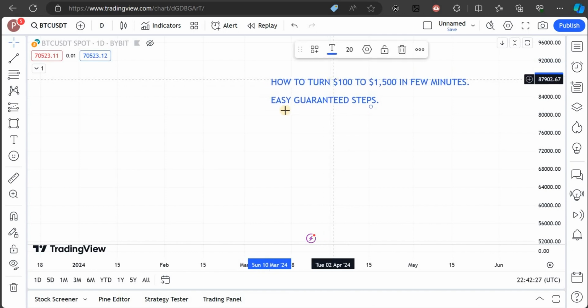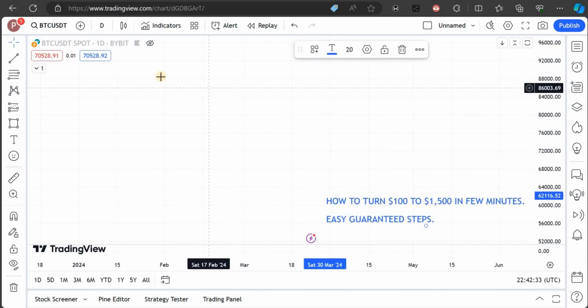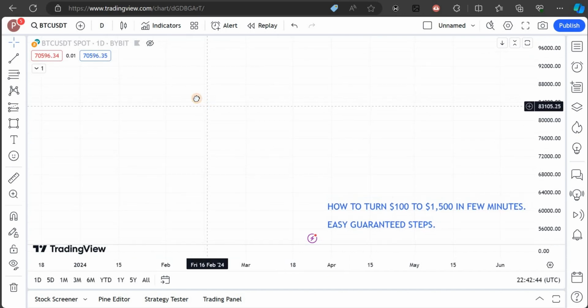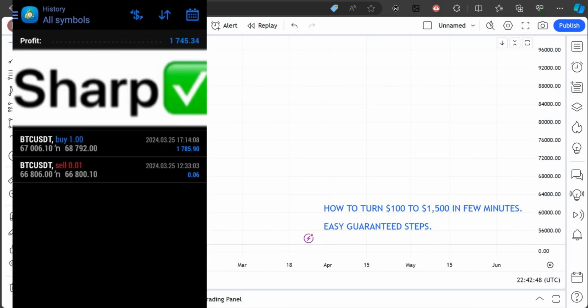So the first thing you want to do, let me just push this to the corner, is look for the pair. Like today I traded BTC USDT. You want to look for the pair, either crypto, or I also use this same strategy to trade gold, and I'm going to show you the results. I believe the result is on the screen, you can see them.